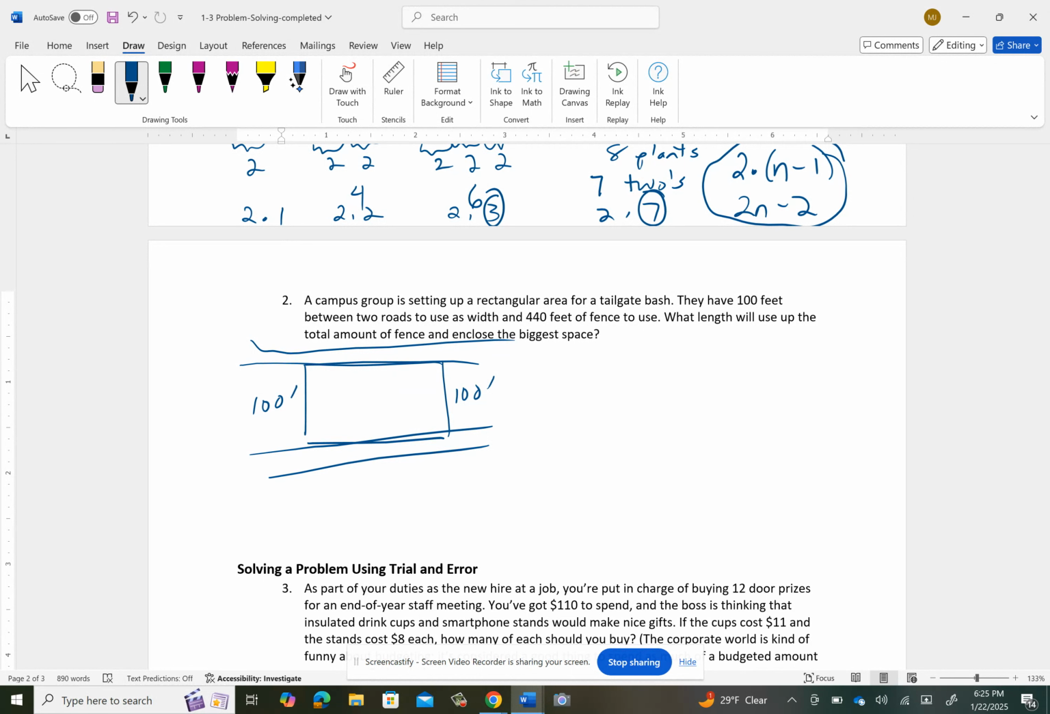What length will use up the total amount of fence and enclose the biggest space? Right, so I guess that means we want this area to be as big as possible. All right, so we may want to just do some guessing and checking, some trial and error or something like that. So we know we've used up 200 feet of space here between the 2 roads.